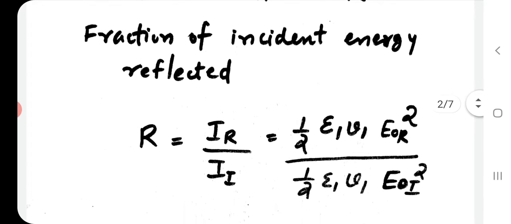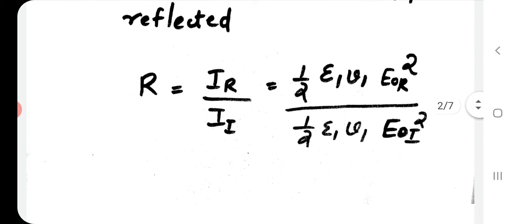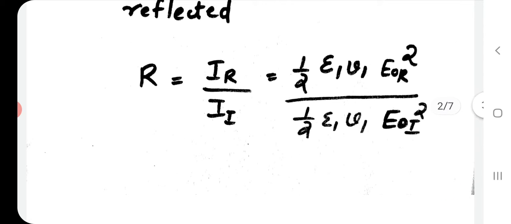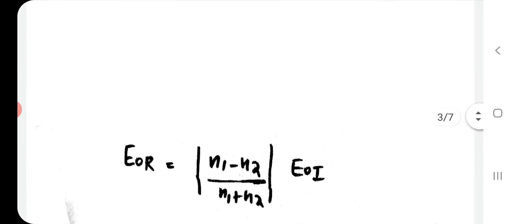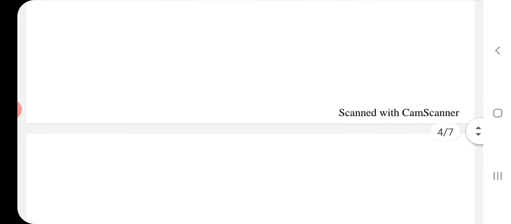So the reflection coefficient, the fraction of incident energy that is reflected, is IR by II, given by E0R square by E0I square. And we substitute for E0R. We know that E0R is the modulus of (N1 minus N2) by (N1 plus N2) times E0I. We substitute in it, so we get R equal to ((N1 minus N2) by (N1 plus N2)) square. Okay, so this is the reflection coefficient.